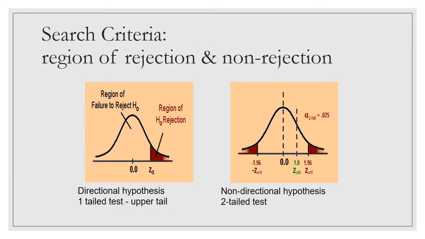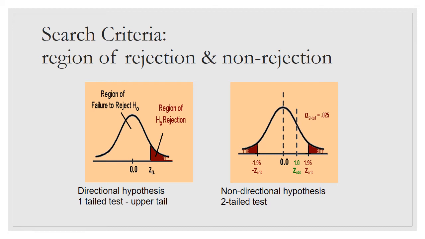Because of these nice properties of our sampling distributions of the mean, we can establish some really easy search criteria. For a one-tailed test, we just search in one of the 2 tails, the upper tail or lower tail. Those are the fringes of our distribution. For a 2-tailed test, it's non-directional, so we can search in both tails.